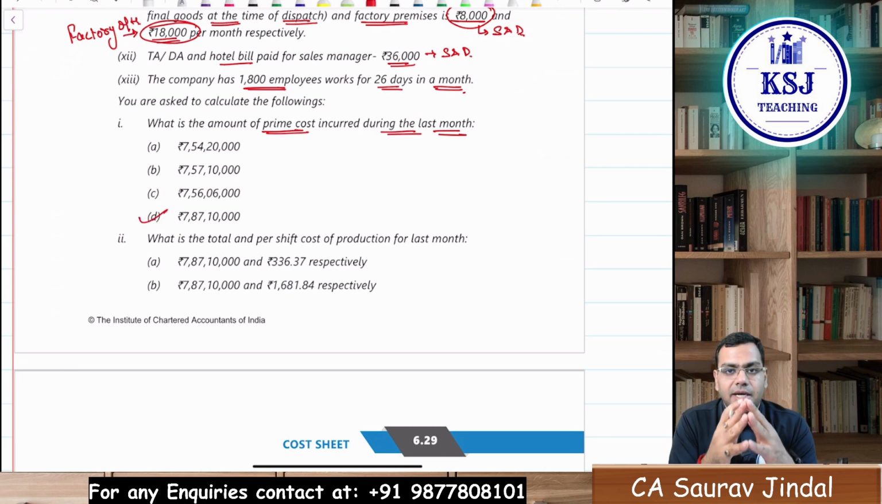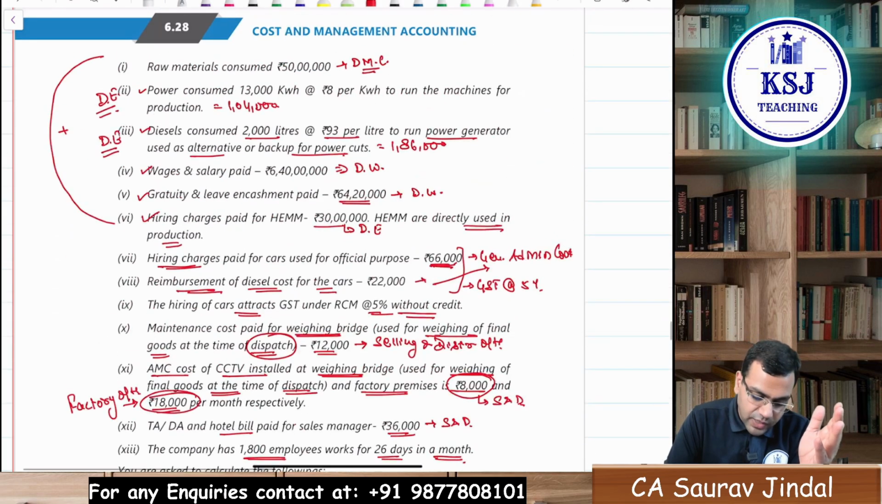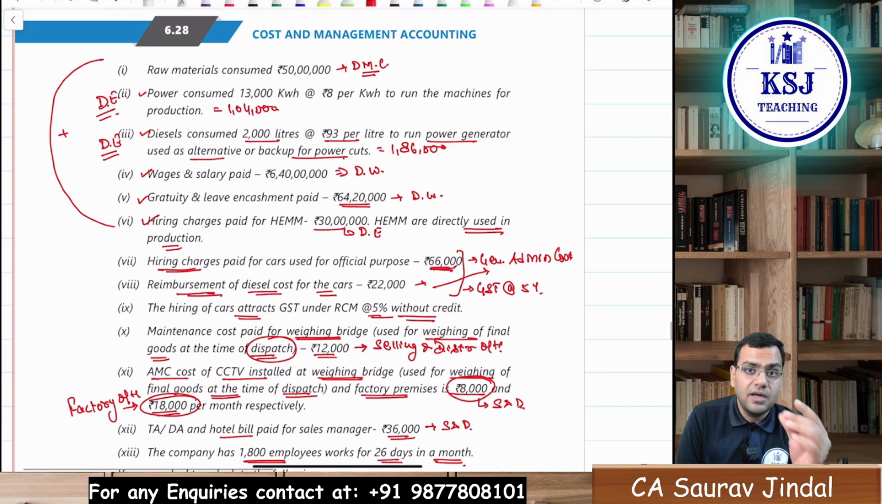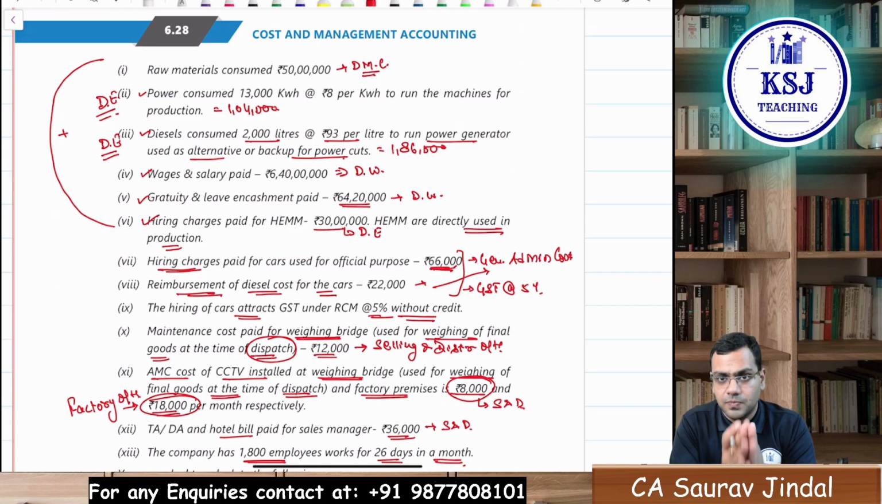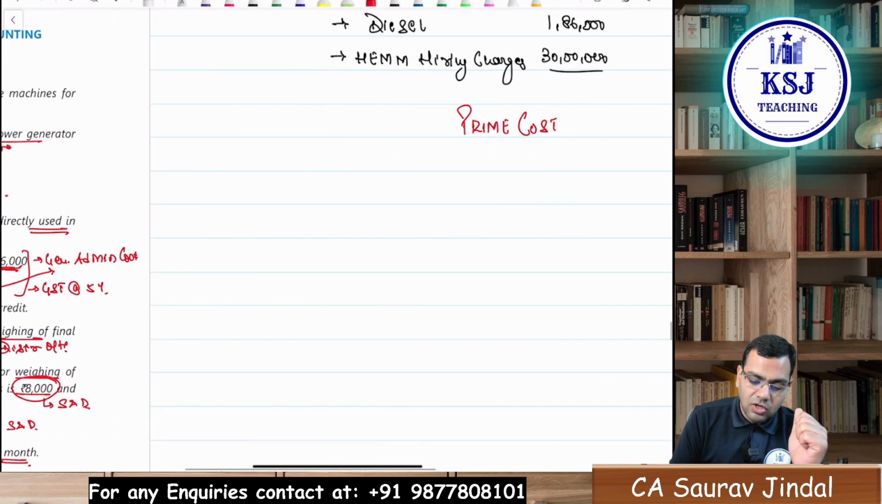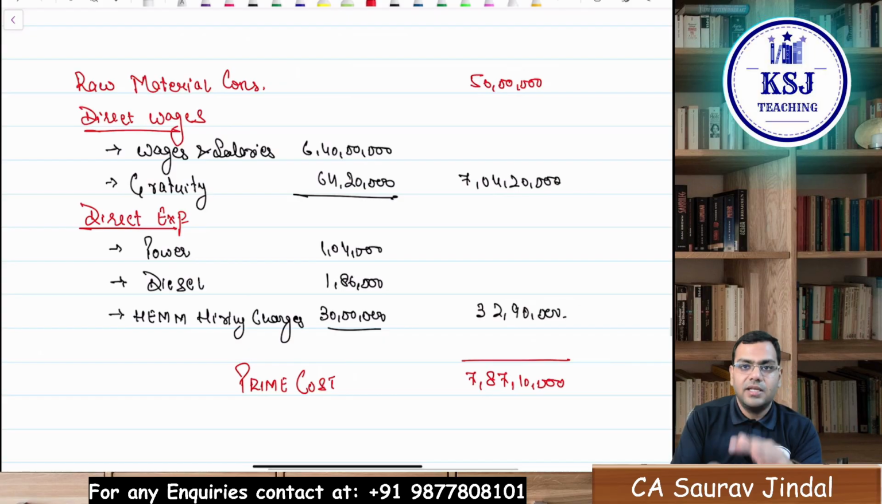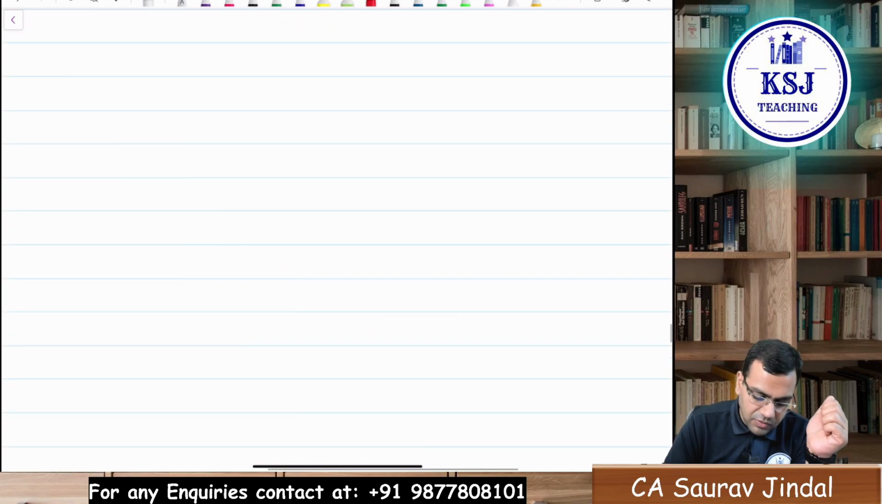In the exam, it is not necessary that you have to prepare the complete cost sheet. If you can directly do the totals here, directly calculate prime cost, no issues with that. Right? As I've been saying, we do not need to show the calculations for MCQs. I am preparing the cost sheet so that you people get the clarity on what all calculations we are doing for prime cost.